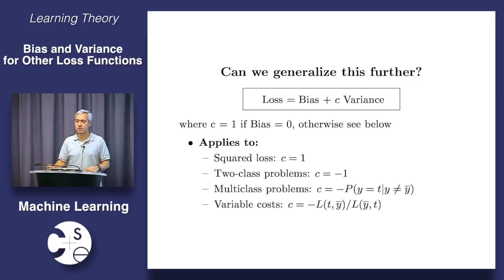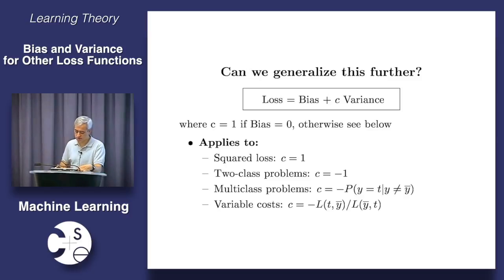This was for 0-1 loss. Now, is there a more general statement that we can make? Well, there is no complete general statement that we can make because, as we just saw, the simple decomposition of loss equals bias plus variance does not always hold, right? And in fact, what exactly happens is going to depend on the particular loss function.